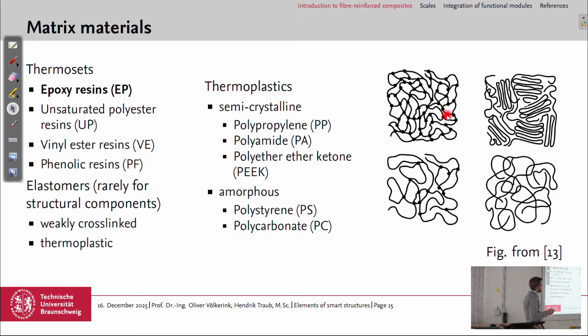So this is a strong cross-link. This is the thermoset material. The elastomer here is similar to the thermoset, but only weakly cross-linked. We have here the amorphous thermoplastics, and here are the semi-crystalline ones with these crystalline regions and amorphous regions around, like the PVDF material we had with the polymer-based functional materials.